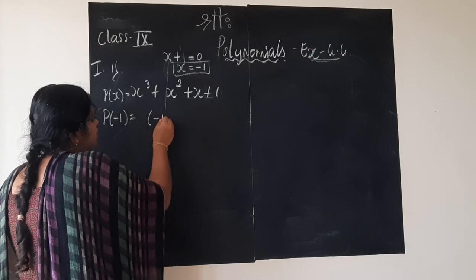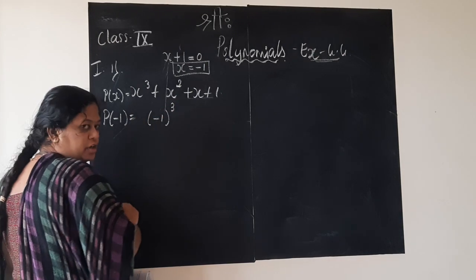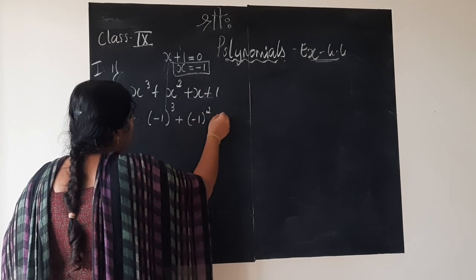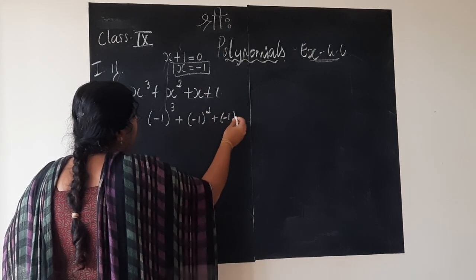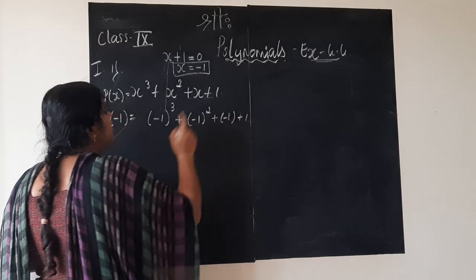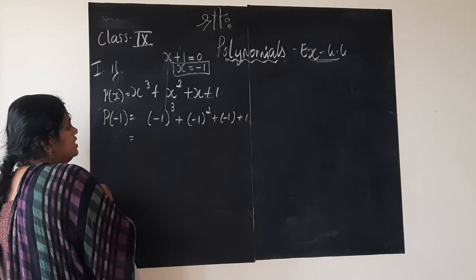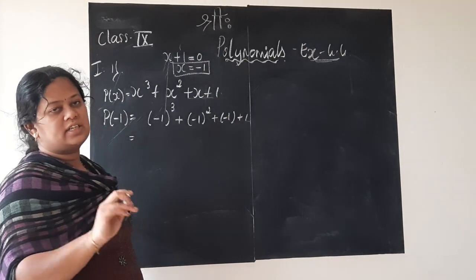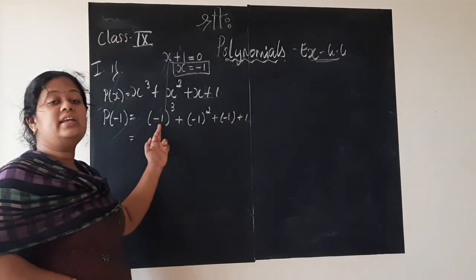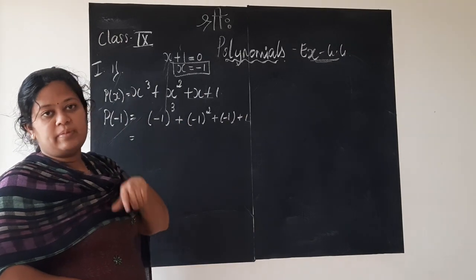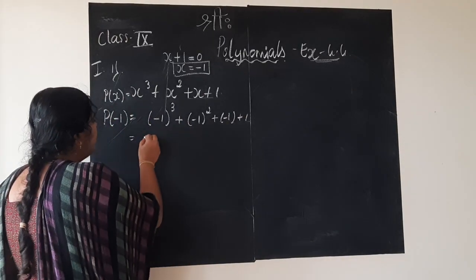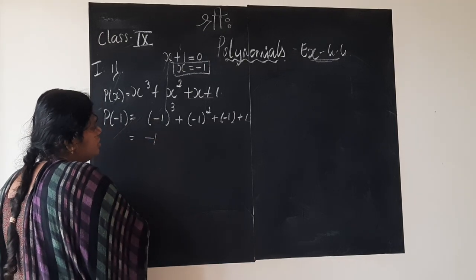x cube is the first term, so minus 1 whole cube, plus x square, minus 1 whole square, plus x, minus 1, and the final term plus 1 as it is. That is equal to minus 1, children. 1 into 1 into 1 is 1, that is clear. But when you multiply the sign here, minus into minus into minus: minus into minus is plus, again plus into minus is minus. So minus 1 whole cube is just minus 1.